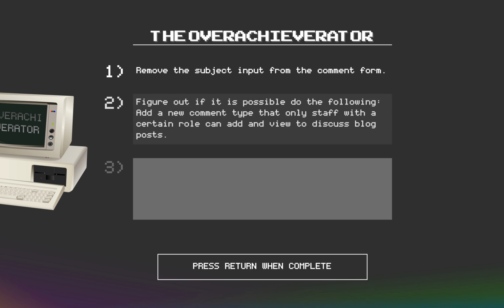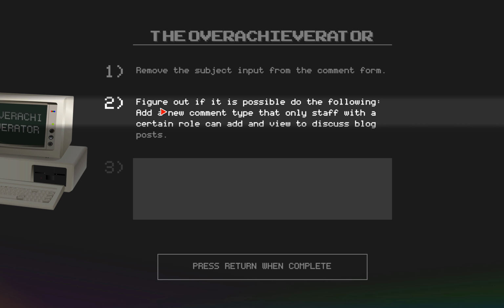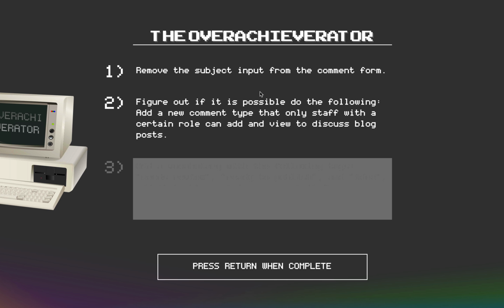Our second challenge was to figure out if it's possible to do the following. Add a new comment type that only staff with a certain role can add and view to discuss blog posts. So this would require several pieces. We would need a new comment type. We would need to add a field to the blog posts for that comment type, and then we would need to add a role and add a permission to allow users of that role to view and add those comments.